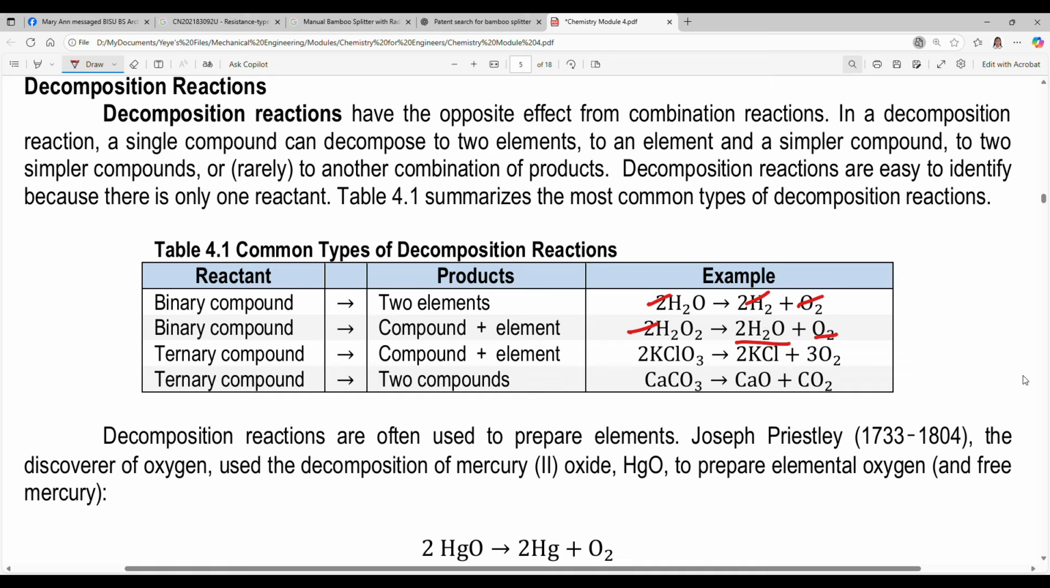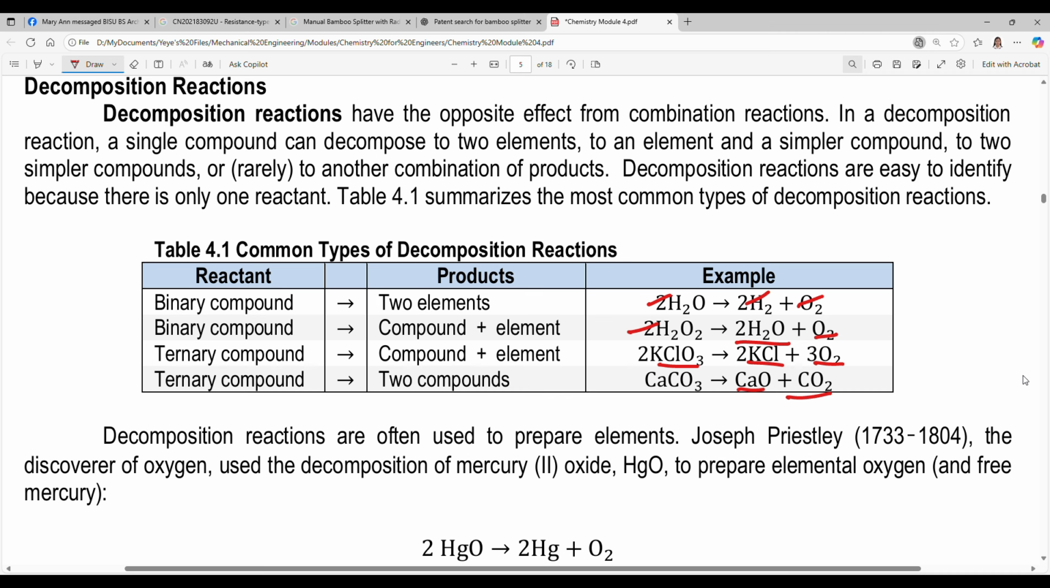Then, if we have ternary compounds, which consist of 3 elements in a compound, they can decompose to produce a compound and an element, or two compounds. For example, this potassium chlorate will decompose to potassium chloride, which is a compound, and oxygen, which is an element. Or it can be two compounds. For the example of calcium carbonate, it will decompose into calcium oxide and carbon dioxide.